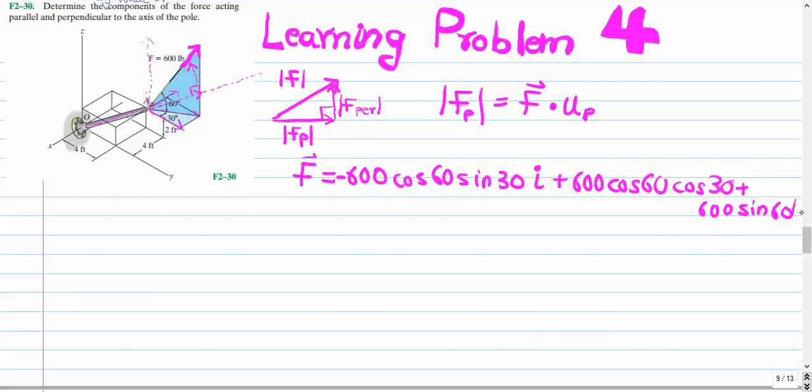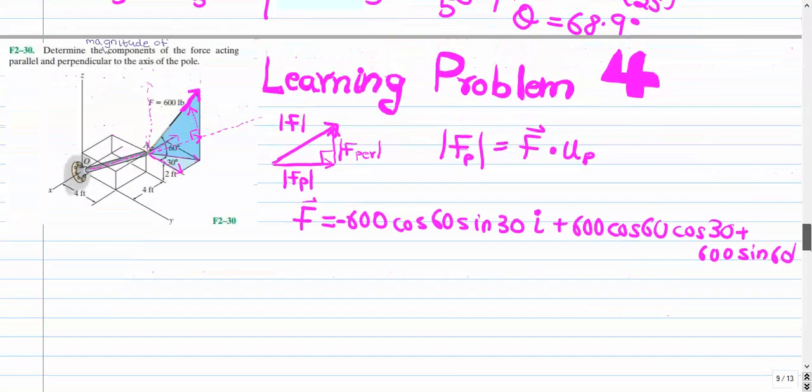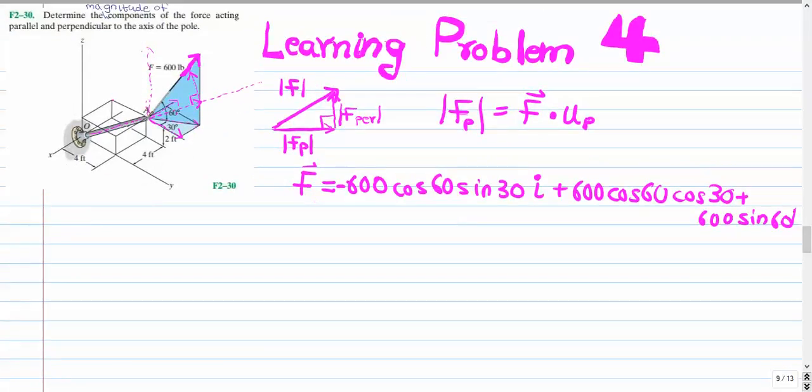Let's put a k here and a j here. Okay. So now we have our force vector. So let us replace these identities with their respective numbers.